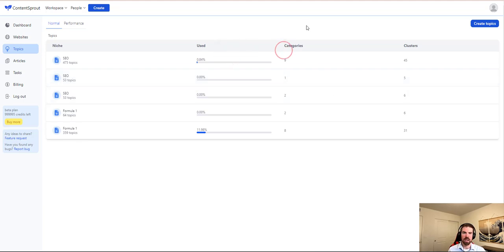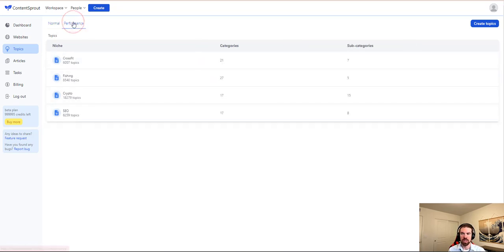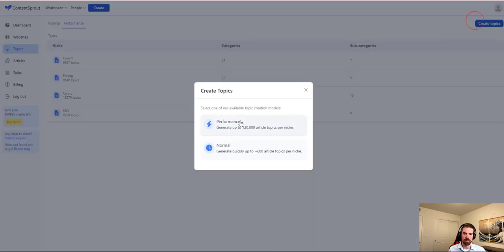Hey everybody. I just wanted to show the new topic generation tool. So typically what we have is normal, which is what we have been doing, and now we are using performance as well. In here you can see that SEO has 8,000 topics, crypto 18,000, fishing 8,000, CrossFit 9,000. So let's create a topic real quick.